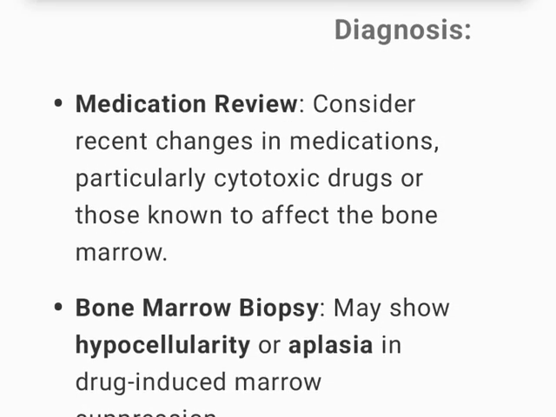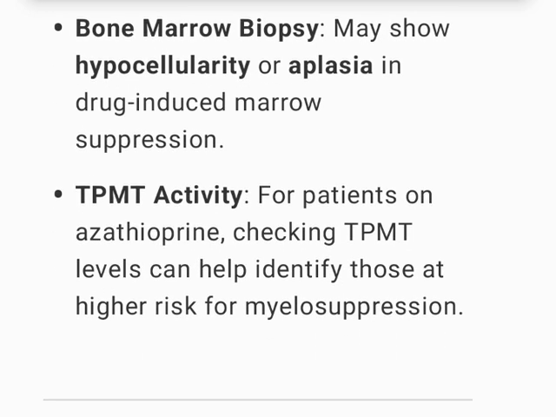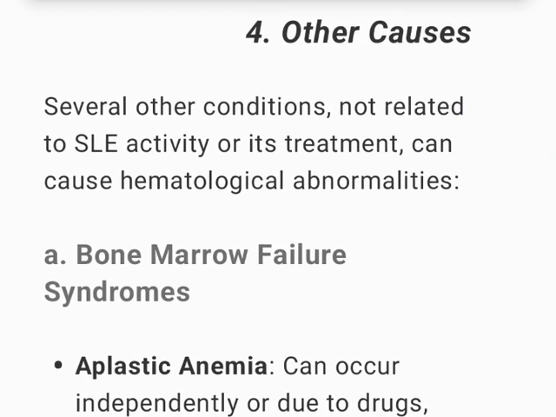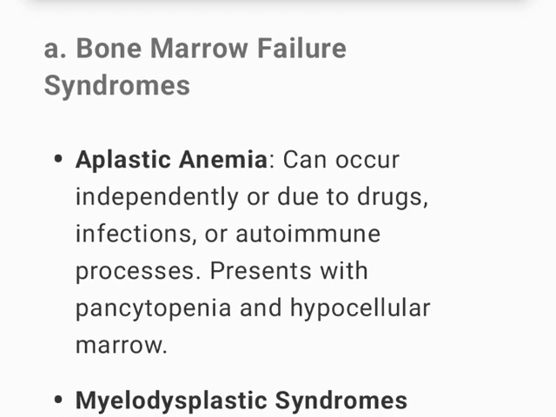Diagnosis: medication review. Consider recent changes in medications, particularly cytotoxic drugs or those known to affect the bone marrow. Bone marrow biopsy may show hypocellularity or aplasia in drug-induced marrow suppression. TPMT activity: for patients on azathioprine, checking TPMT levels can help identify those at higher risk for myelosuppression. 4. Other causes. Several other conditions, not related to SLE activity or its treatment, can cause hematological abnormalities.